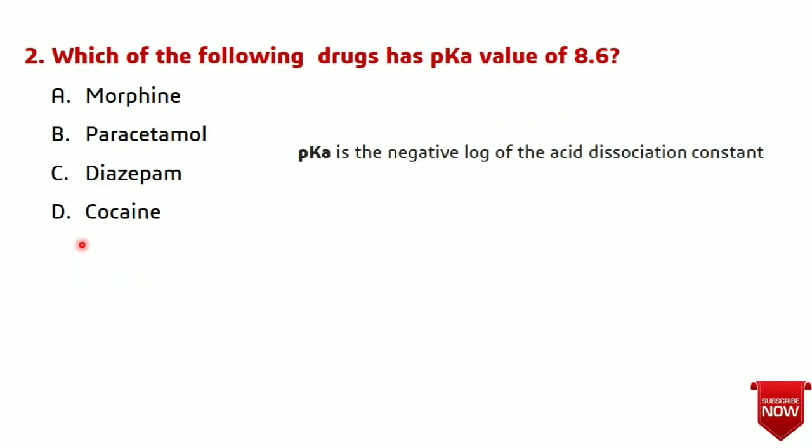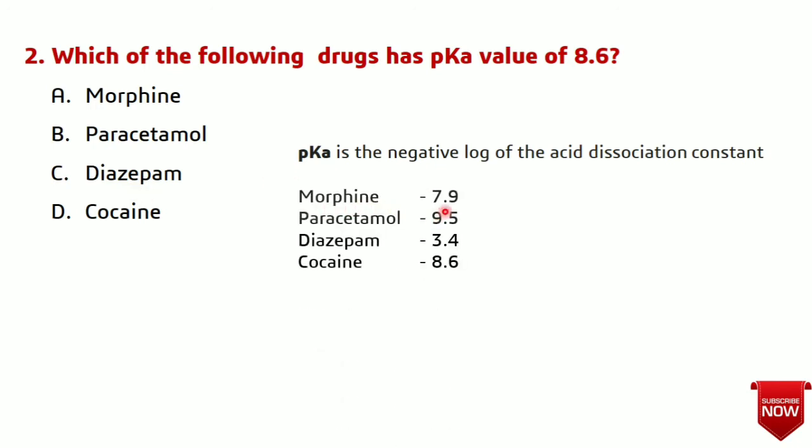Question 2, which of the following drugs has pKa value of 8.6? We know that pKa is the negative log of the acid dissociation constant. The given options are morphine, paracetamol, diazepam and cocaine. Among these, morphine, paracetamol and cocaine have pKa above 7, and diazepam below 7. Morphine has pKa value 7.9, paracetamol 9.5, diazepam 3.4 and cocaine 8.6. So the drug having pKa value of 8.6 is cocaine.